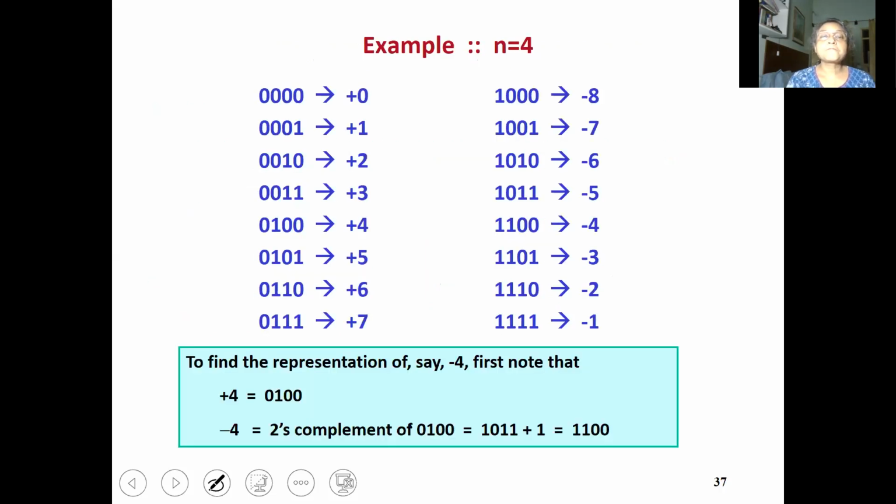We'll take an example. For n equal to 4, the positive numbers are the same as we have seen before. For the negative numbers, let's see how to represent minus 4. First we take plus 4, which is 0, 1, 0, 0. The ones complement is 1, 0, 1, 1. And we add 1 to get 1, 1, 0, 0. So 1, 1, 0, 0 is the representation of minus 4 in twos complement. So the twos complement of a number we get by complementing the bits and then adding 1.